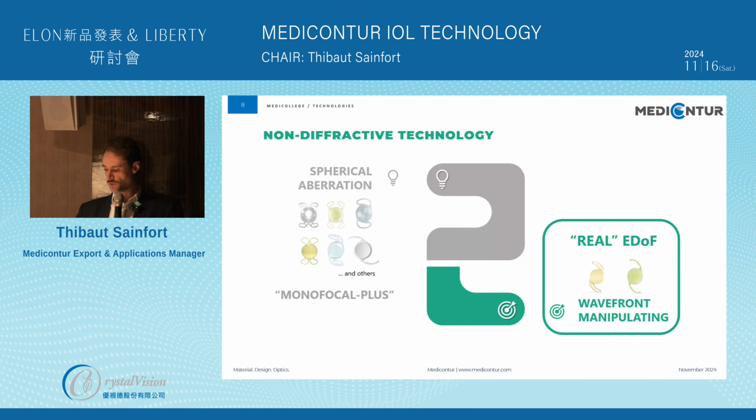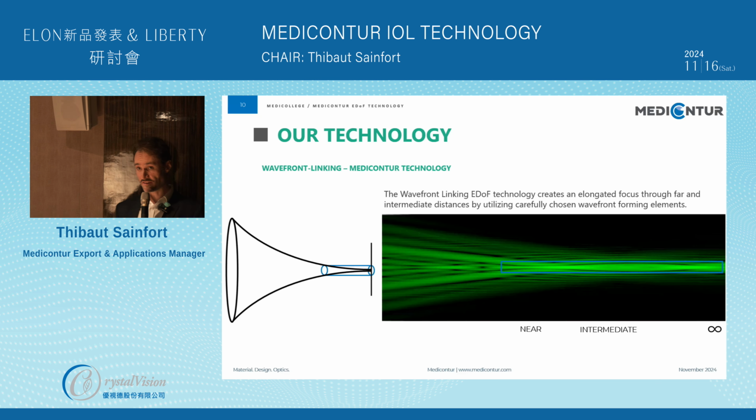So how does this technology work? As with every EDOF lens, the goal is to have a continuous line to have a sharp vision for every object, from far vision up until 60 centimeter intermediate distances. So the idea is to reach this continuous defocus line. This is what we want to achieve.